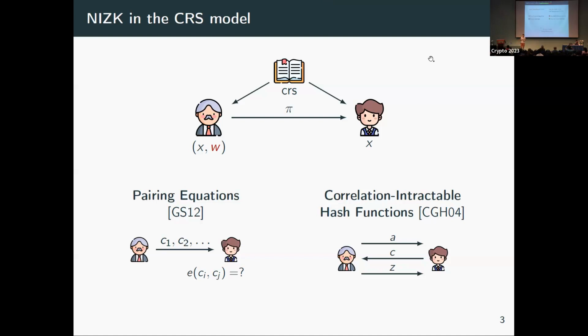And for this reason, several frameworks have been proposed to build NIZKs in this setting. I'm not mentioning all the possible constructions that exist. For instance, the hidden bits model is not mentioned here, but among the frameworks that have been proposed, we have pairing equations, which led to the Groth-Sahai proofs that are very well known, I guess.